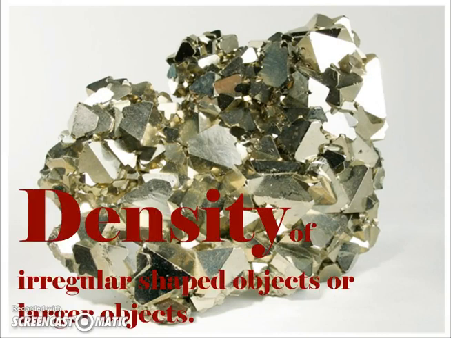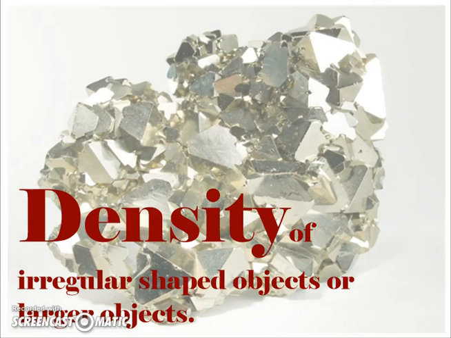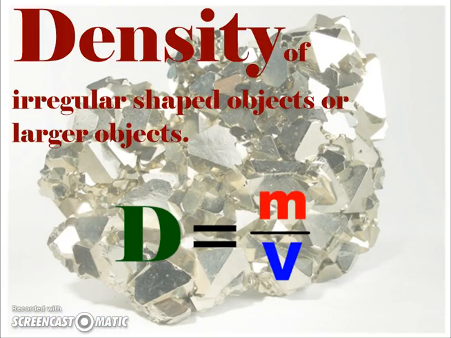Okay, this is video number 2, to find the density of irregular shaped objects, or else just really large objects. Do you remember what formula you'd use to find density? Remember, density equals the mass divided by the volume. The mass divided by the volume.